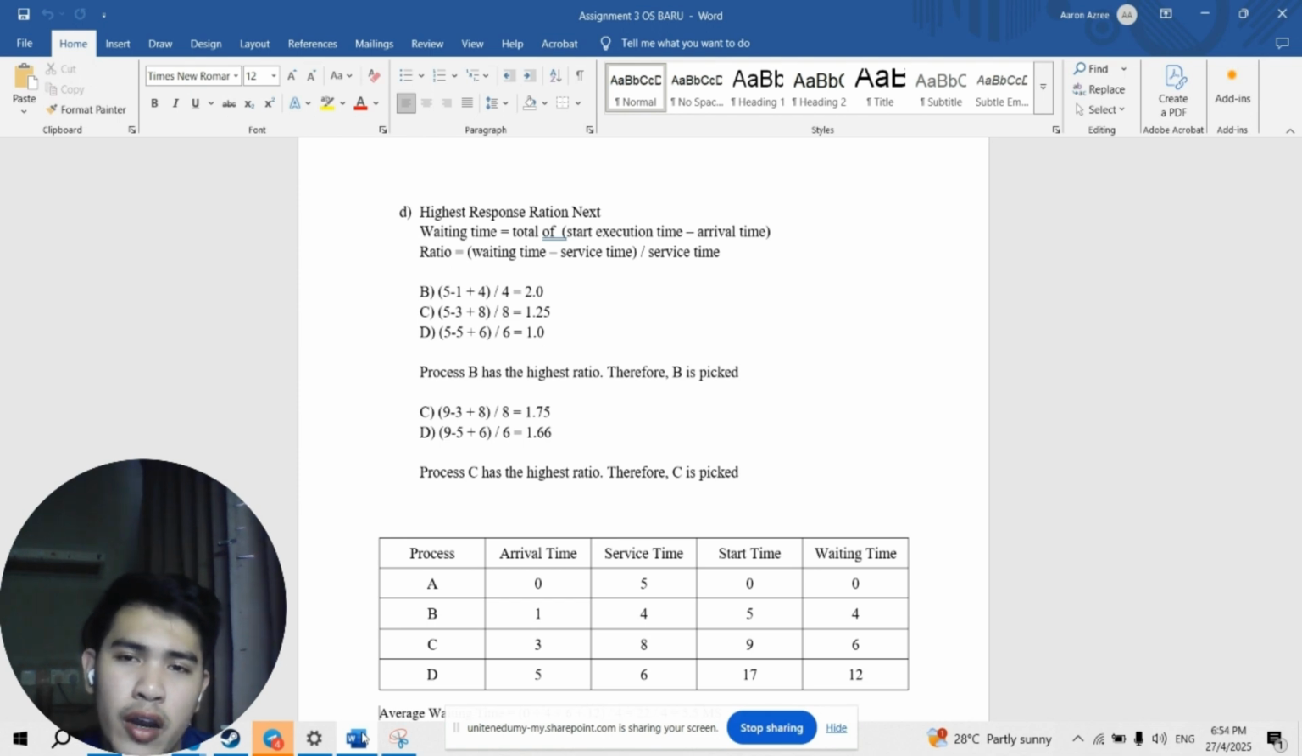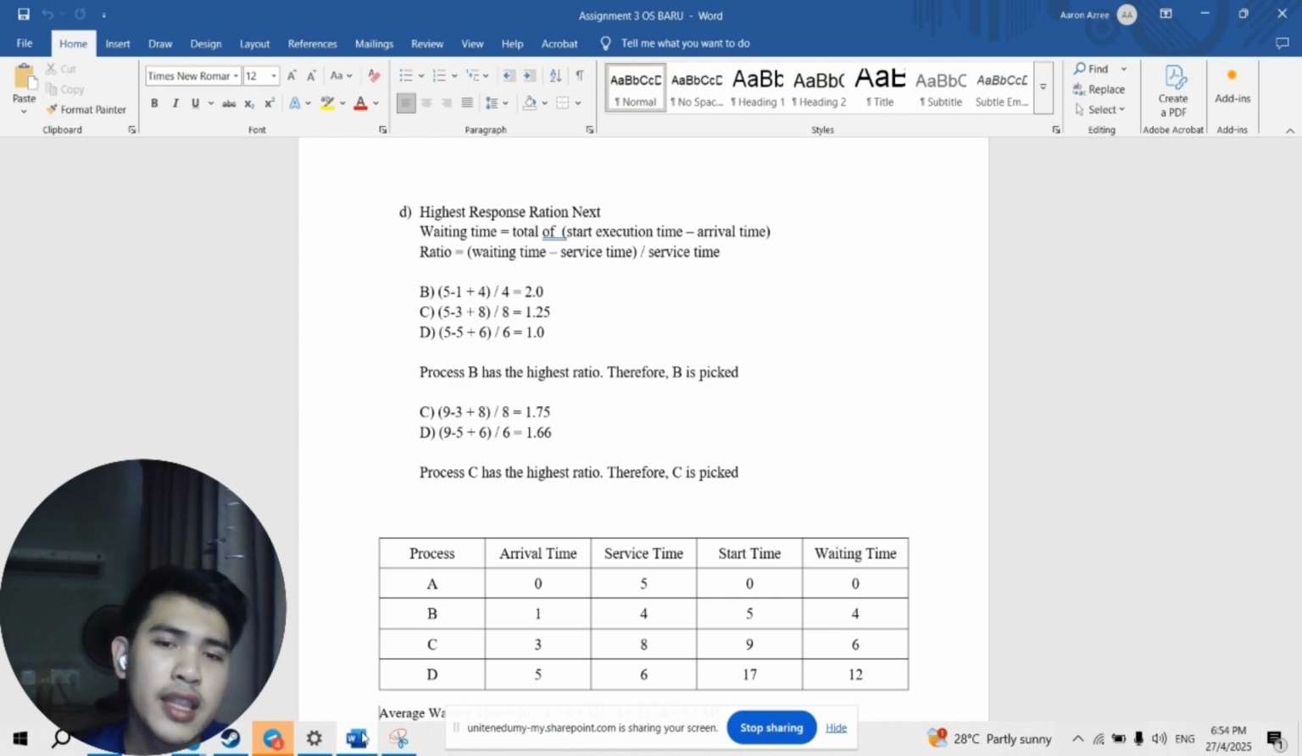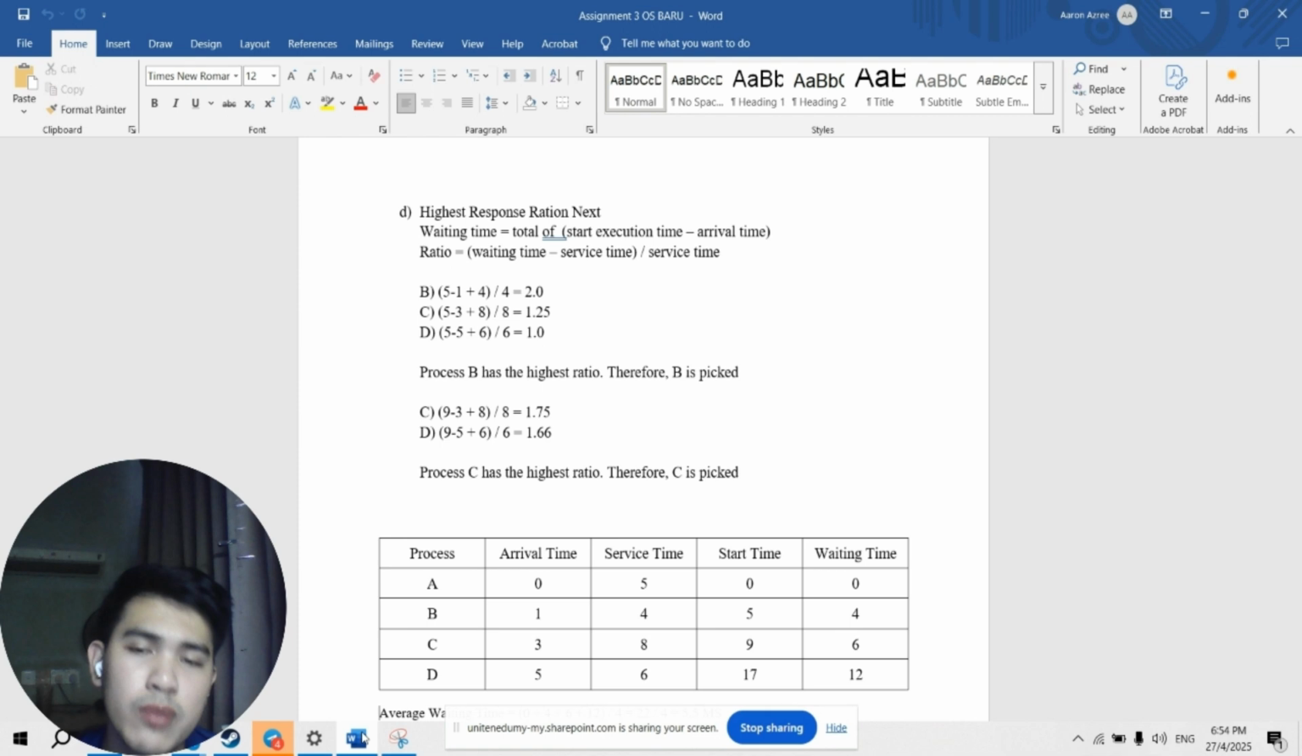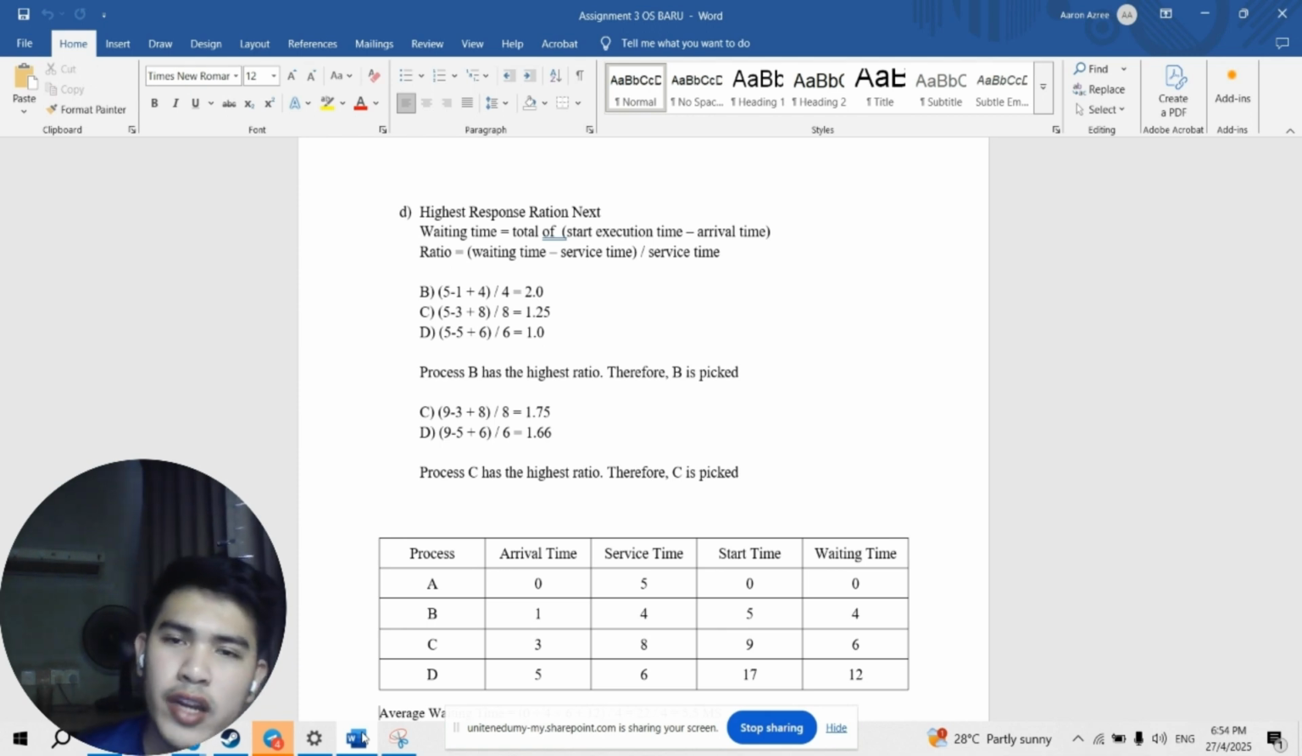In this case, the first process before anything happens is process A, whose arrival time is 0 and start time is 0. The service time is 5, so the end time is 5 for process A. So we take that 5 and minus the arrival time of each of the other processes. In my case, it is 3, so it's 5 minus 3 plus 8, which is the service time for C, divided by 8. So you get 1.25.